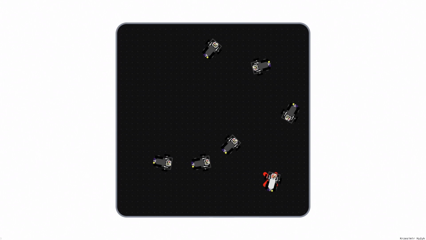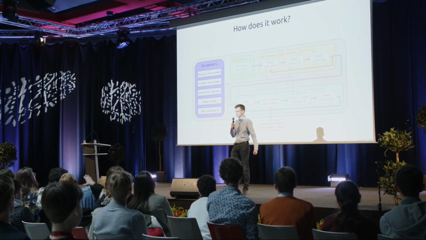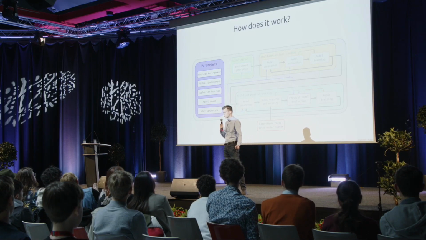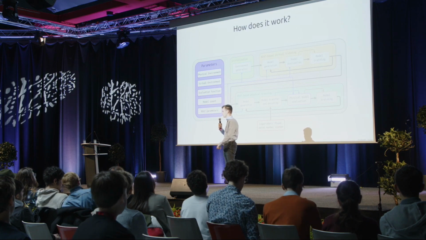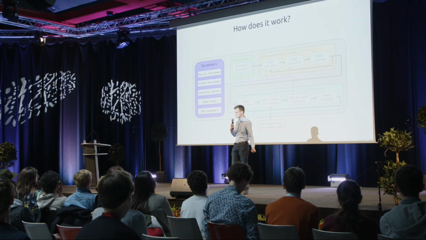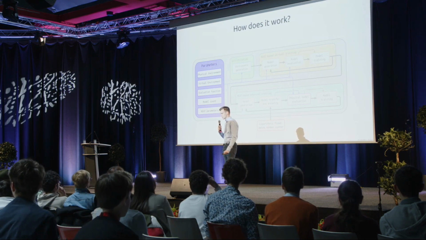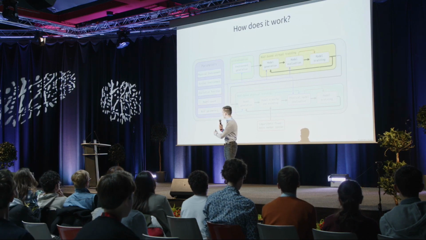So my approach used the following diagram. It looks quite complicated, but it can be split into multiple parts. Firstly, I had chosen some parameters, such as the agents I use, the perimeter, and other simulation parameters, such as the number of models I was going to train, etc. And then I had two different stages. Firstly, I trained all of the agents in a virtual simulation.